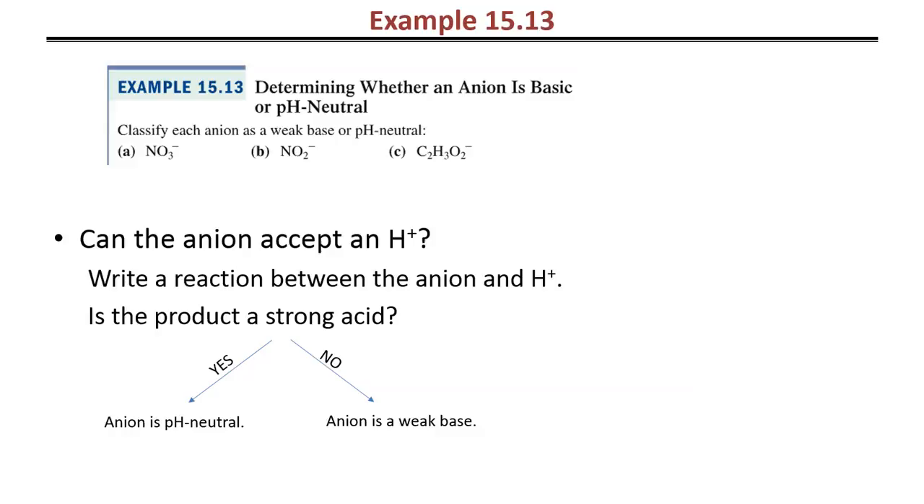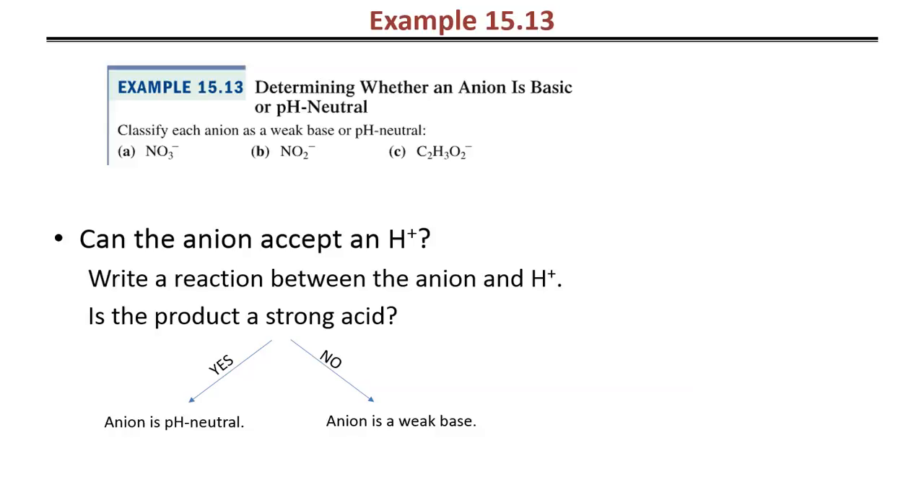What I want you to think about is, if you're given an anion and asked if it's going to be a basic anion or basically do nothing, what you're asking is, can the anion accept a proton? So the way to figure that out is write a reaction between the anion and the proton and ask yourself if the product is a strong acid. If the answer is yes, then the anion is going to be pH neutral because the reaction that you wrote will not happen. If the answer is no, then the anion is a weak base because that weak acid that you just wrote as a product could be created in solution.